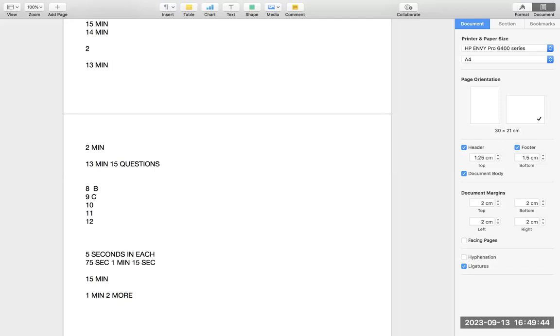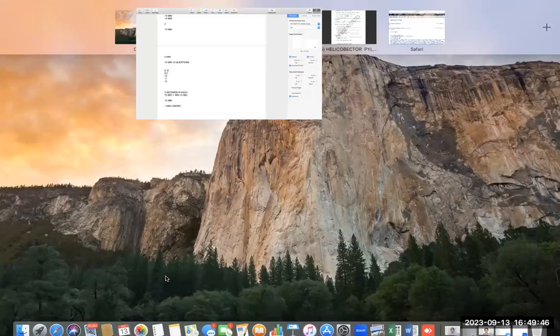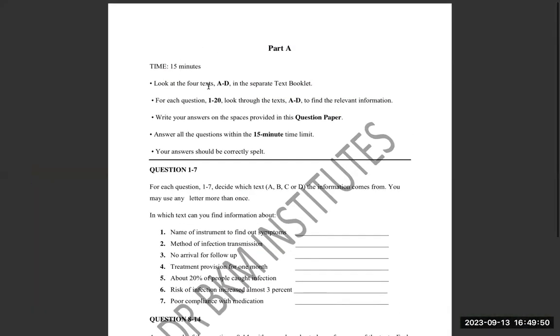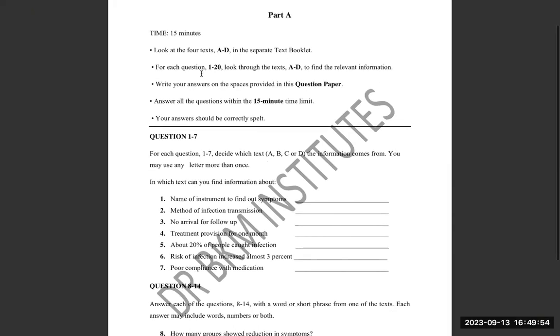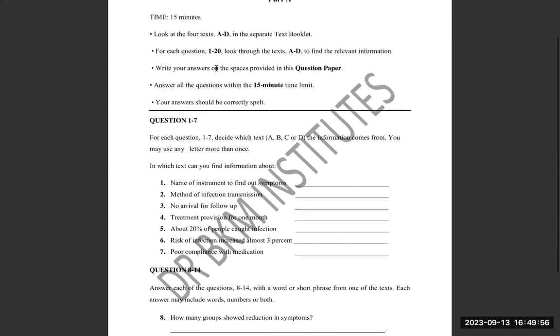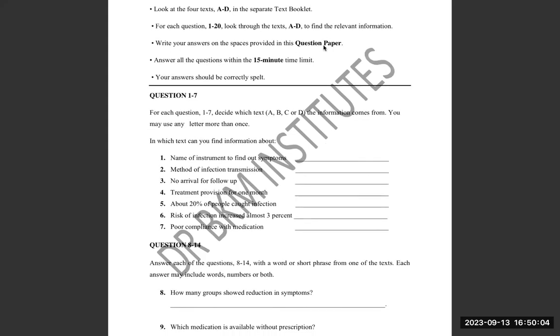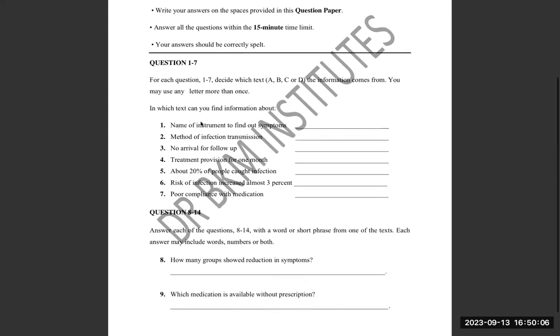Now I will try to implement the same strategy on this reading. I don't know what the reading is about. So first of all, you will go through this. Look at the 4 texts A, B, C, D. Each question 1 to 20. Write your answers in the spaces provided. Answer all the questions within the 15 minute time limit. That means after 15 minutes, the examiner will take away your exam. So now I will read the questions only.